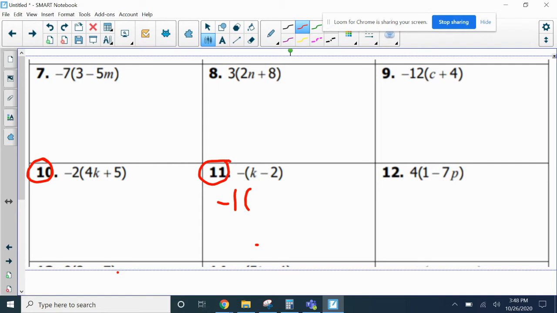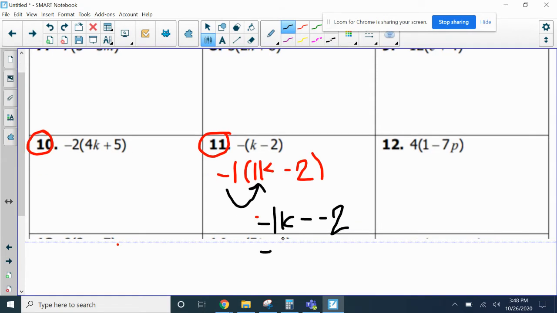So negative 1 times, again, assumed 1k minus 2. So now we can go ahead and distribute that 1 to everything in those parentheses, or all of our groups. So I have negative 1 times 1k gives me negative 1k, because 1 times 1 is 1. Positive and negative give me a negative. Bring down that minus, and negative 1 times 2 is going to give me negative 2. And then again, we have minus and negative, so I'm going to go ahead and keep change. Then I'm going to put that as negative 1k plus a positive 2.